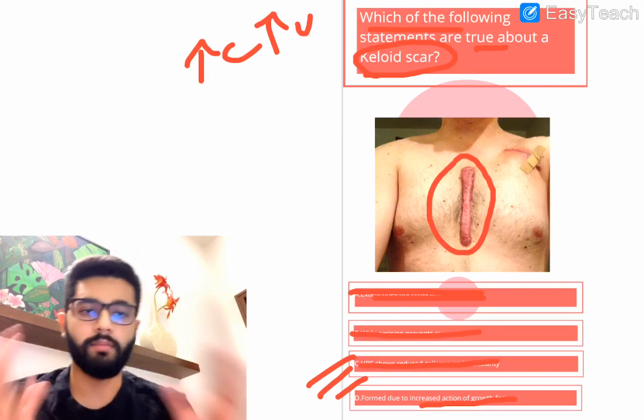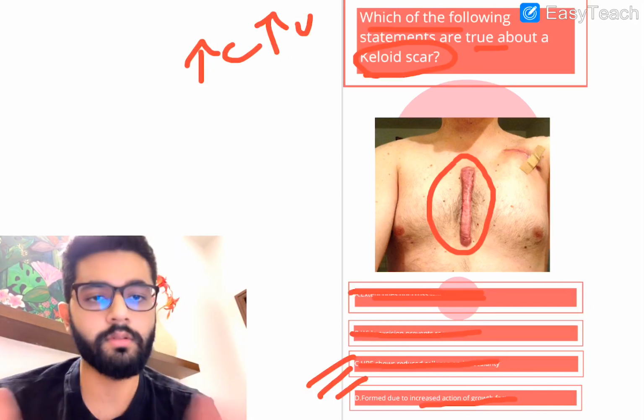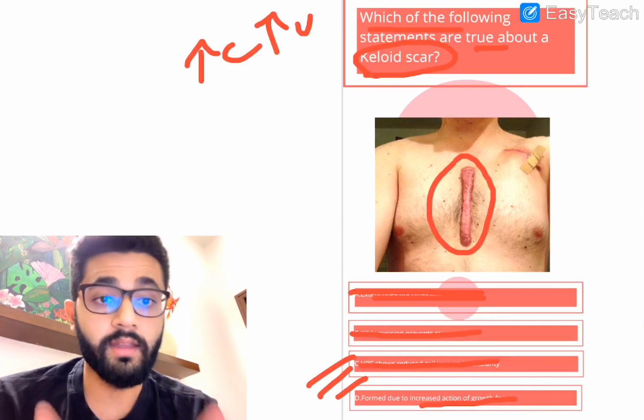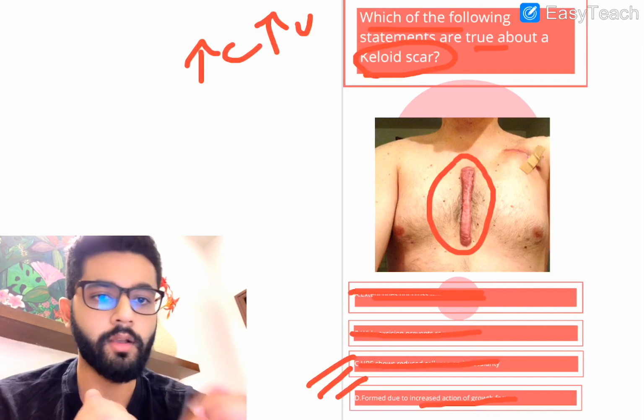So in brief, let's review keloid. It's a defective scar formation. The boundary extends beyond the boundary of the wound. There are increased growth factors. That is what leads to formation of keloid. There is a hereditary link also.